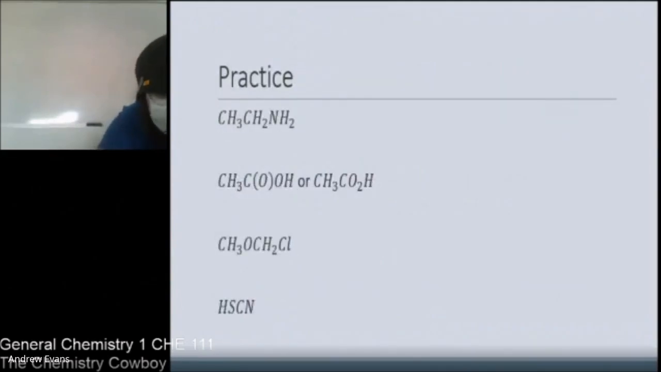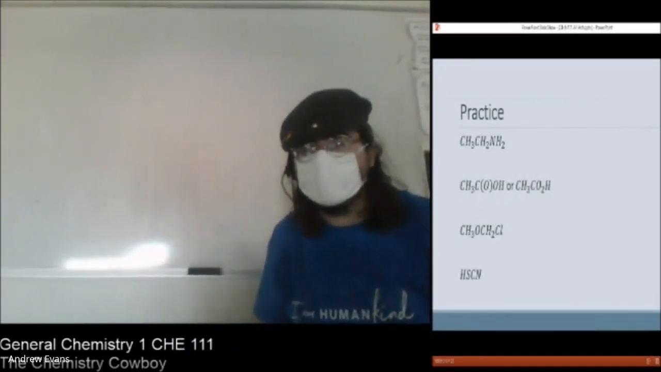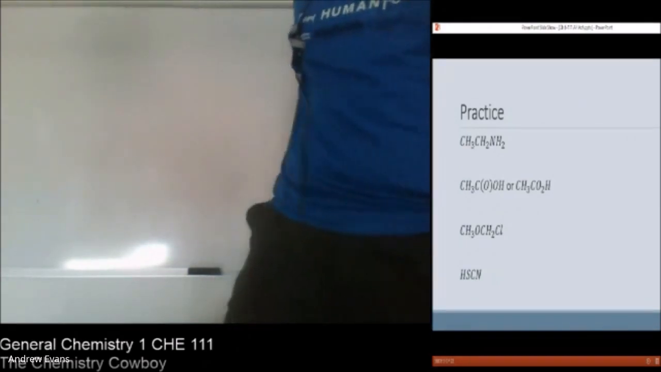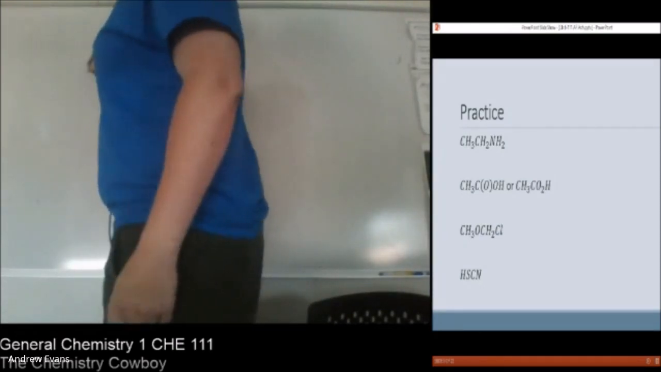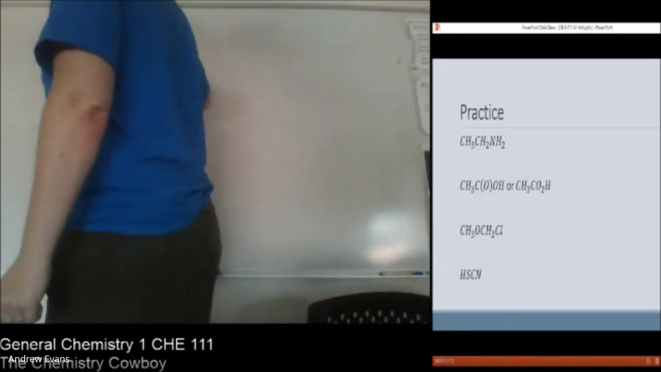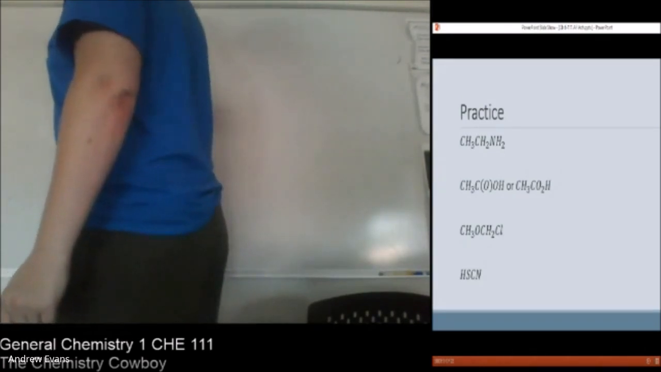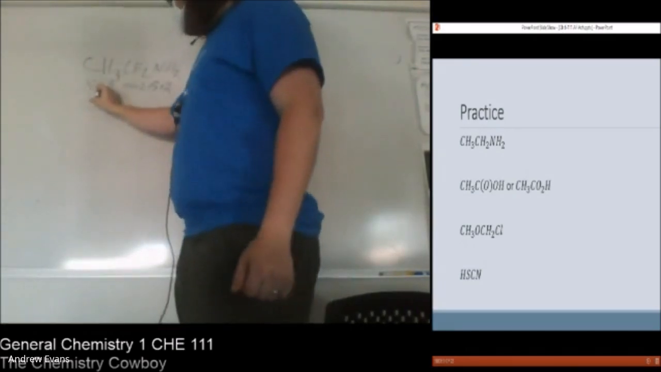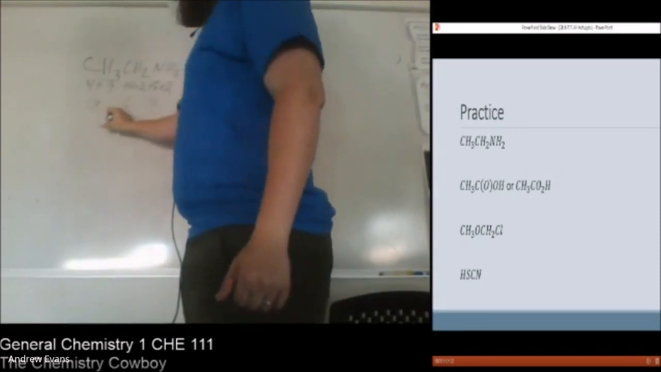So the examples I give: CH3, CH2, NH2. That is ethylamine. Ethylamine is what it would be called in organic, but CH3, CH2, NH2. Let's write that. CH3, CH2, NH2. 4 plus 3 plus 4 plus 2 plus 5 plus 2. 7, 6, 7, 20 electrons.